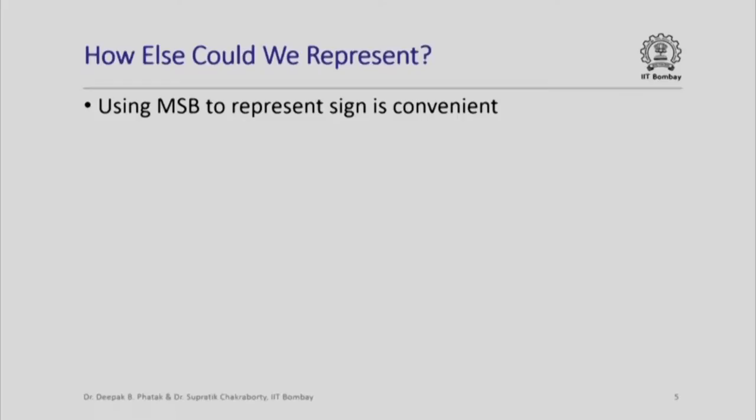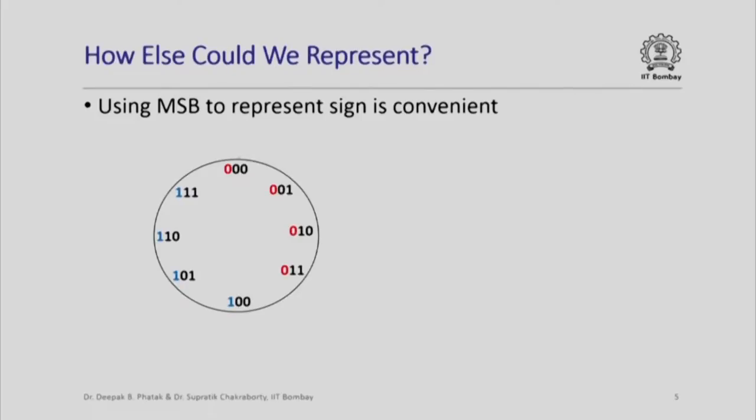Now, before we go to 2's complement representation, we would like to ask, well, how else could we represent negative integers in binary? So using the MSB to represent the sign is really convenient, because we could just look at 1 bit and tell whether the number is positive or negative. And so here is our circle again, and if we say that our MSB still represents the sign, so we know that these are plus 0, plus 1, plus 2, plus 3.